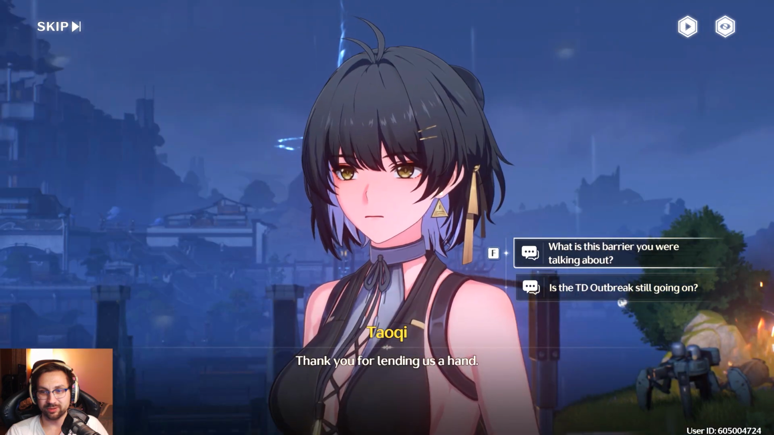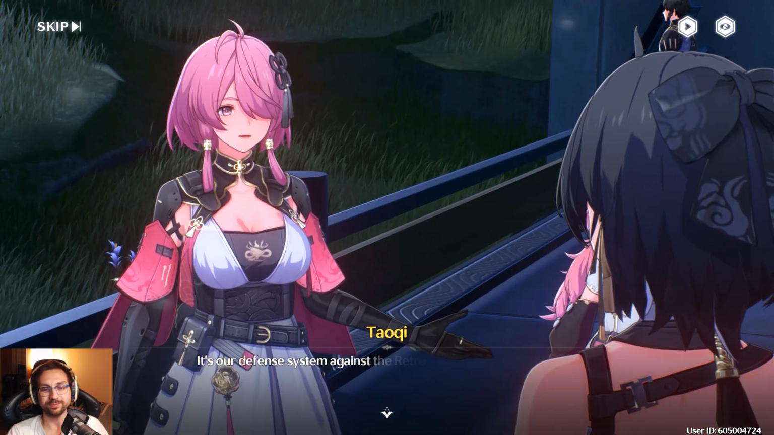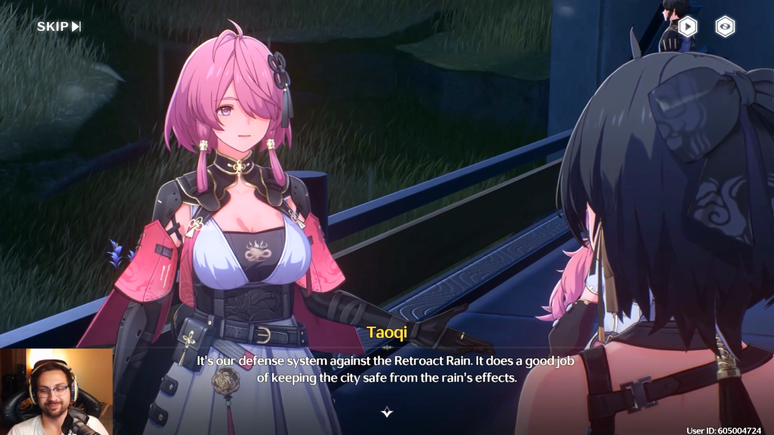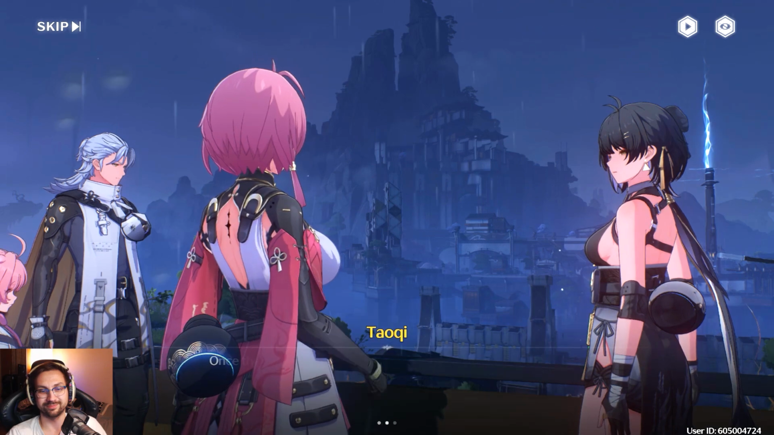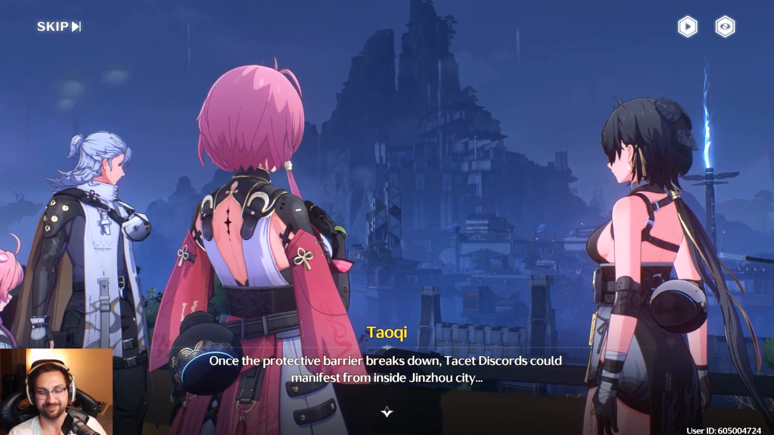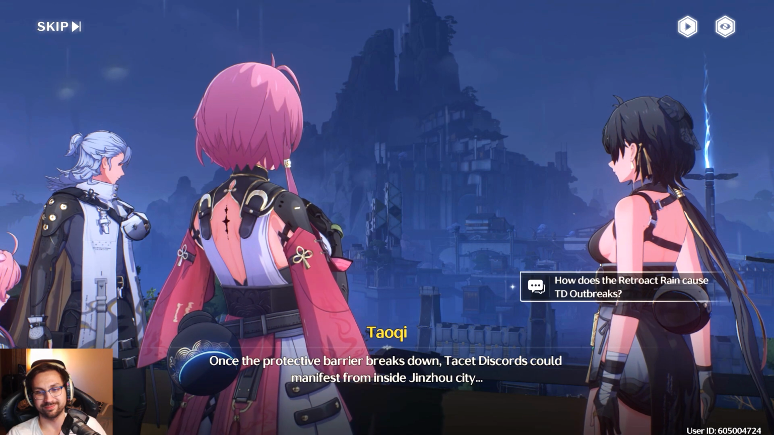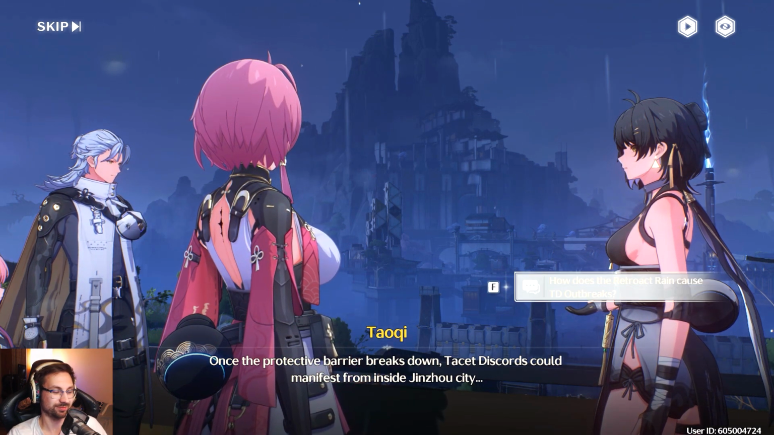What is this barrier you're talking about? Is the TDC outbreak still going on? It's our defense system against the retroact rain. It does a good job of keeping the city safe from the rain's effects. Once the protective barrier breaks down, tacit discords could manifest from inside Jinzhou City. How does the retroact rain cause TDC outbreaks?